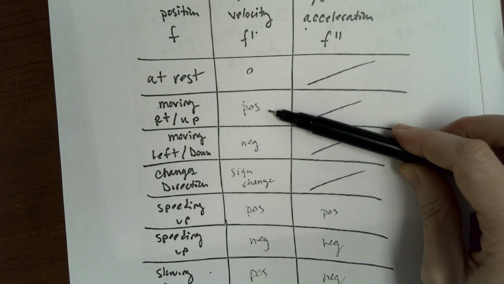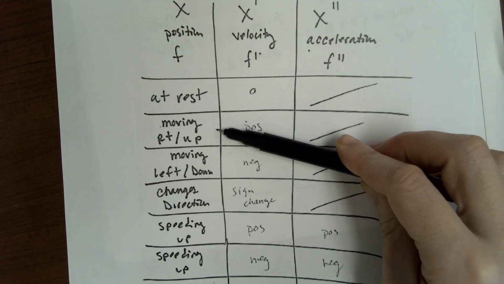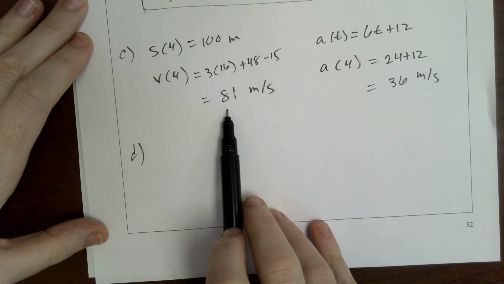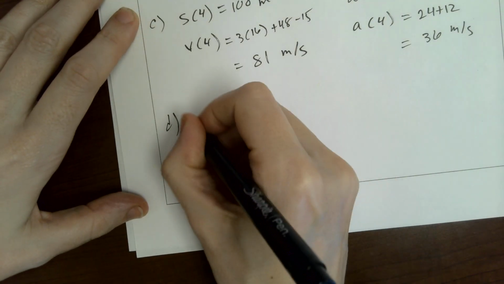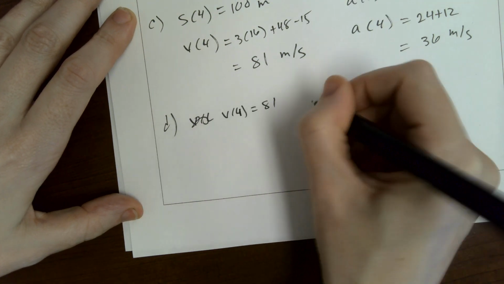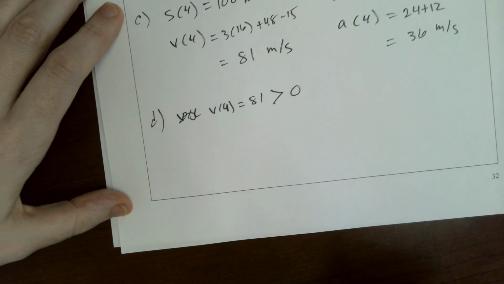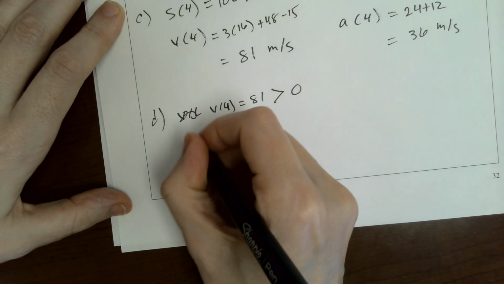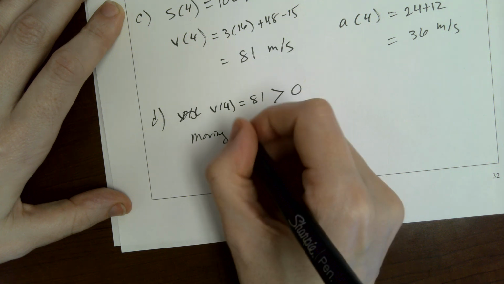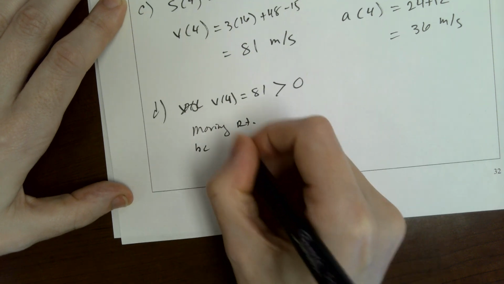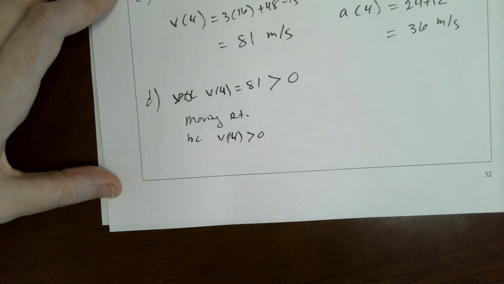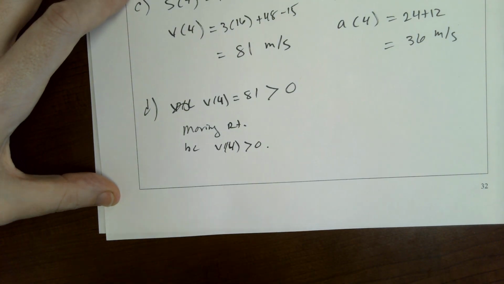That information is going to be here. When velocity is positive, the squirrel will be moving right. If it's negative, the squirrel will be moving left. So since velocity at 4 is positive, v of 4 equals 81, which is greater than 0, we can say it's moving right, because v of 4 is greater than 0. Okay, so that's D.